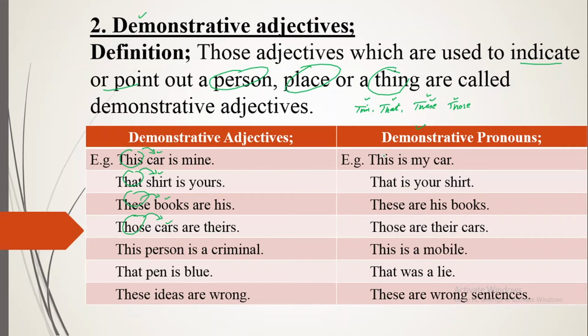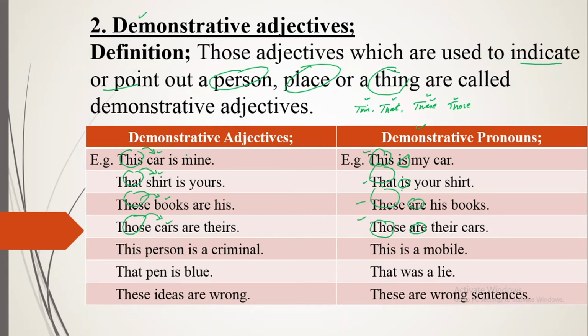If after this, that, these, and those, be forms are used, linking verbs which connect the subject and complement, like is, are, am, was, or were, there they will be called pronouns. After this, that, these, those, if you are using be forms, they are pronouns. And after this, that, these, those, if you are using nouns, those will be your demonstrative adjectives. Clear? Because after them nouns are coming.